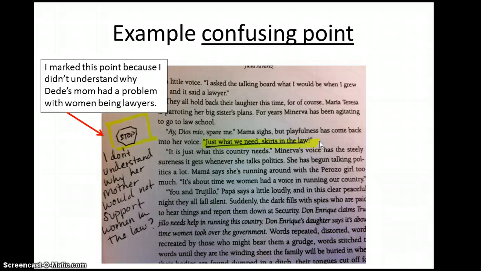If you have any questions about this, you can always reference the bookmark that we'll be giving you that has the symbols of each of these different annotations on it to help you guide how you will be doing your annotations in the future. Thanks so much.